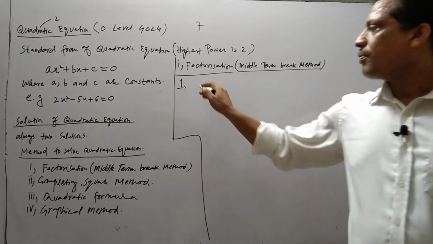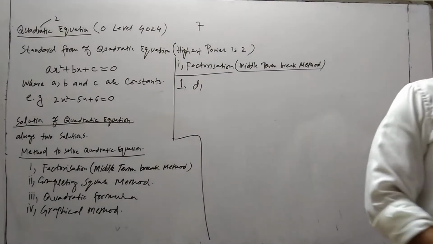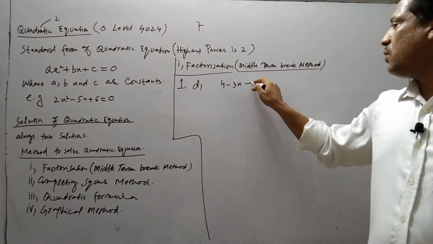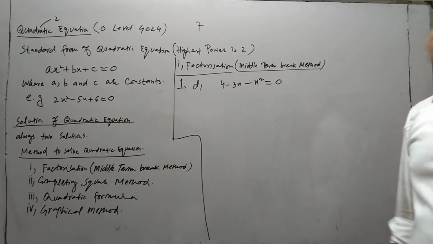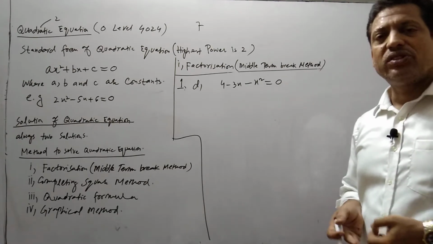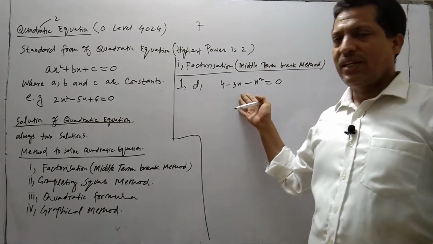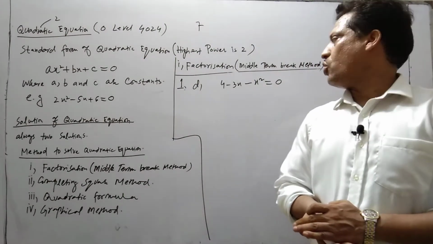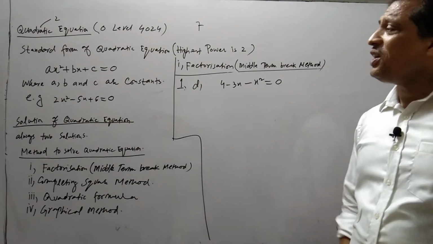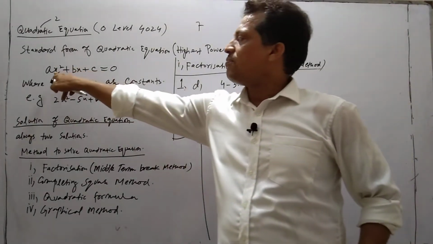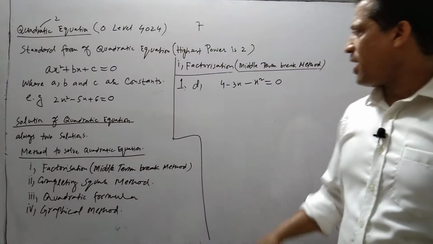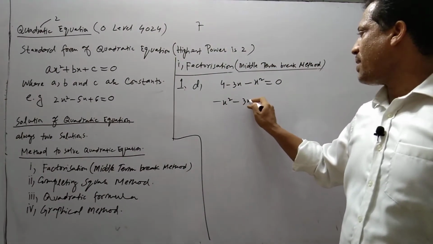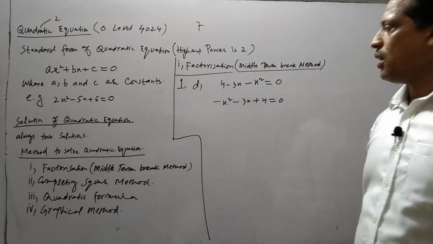Next part is D. Part D is 4 minus 3x minus x square is equal to 0. First we have to check whether this equation is in standard form or not. No, this is not in standard form. What is standard form? The first term should be x square. Here the first number is 4. So rearrange the terms: x square minus 3x plus 4.